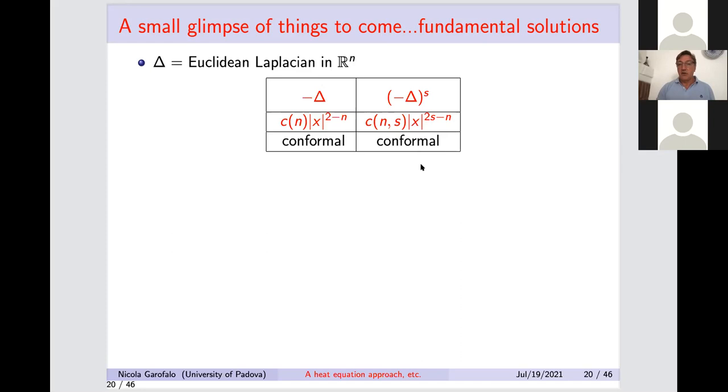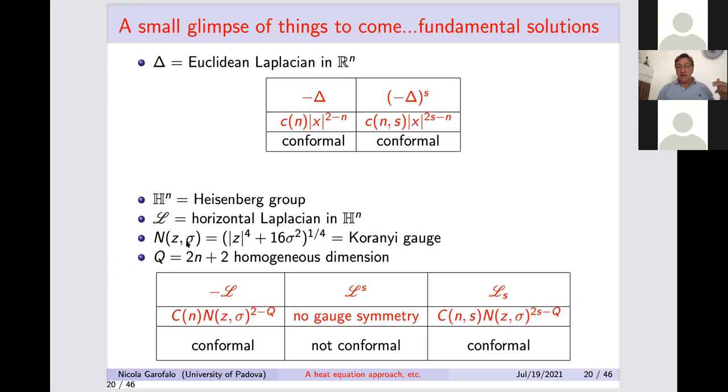Then let's move to the Heisenberg group with horizontal Laplacian, Korányi gauge, and homogeneous dimension Q. So this operator is conformal. It's not clear what I mean by this at this moment, but I hope to make it clear when I start making a little detour into geometry. So the operator L upper S is not conformal, no gauge symmetry here for the fundamental solution. The operator L lower S will have, as you will see, a fundamental solution which is given by this formula. So notice the resemblance between this and this. And this operator will be conformal in a precise geometric sense, okay?